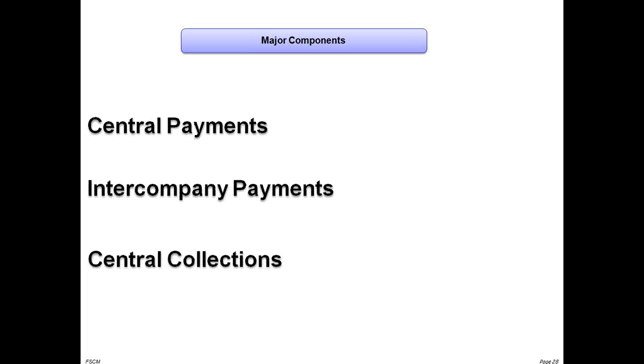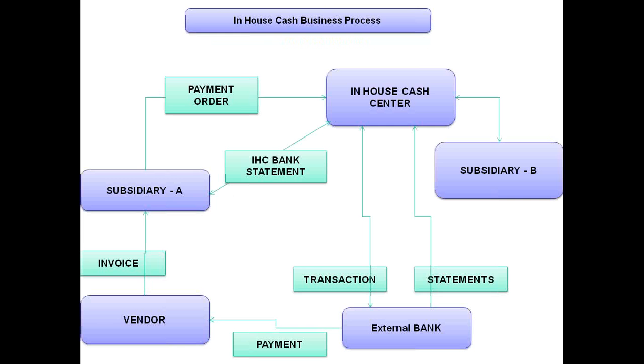I try to segregate the major components of this in-house cash into three parts. First is central payments, intercompany payments, and central collections. What is central payments? Even if the payment is related to any of the subsidiaries, the central payment will be done from the in-house cash center only. Based on the payment order that is generated, the payment is done. That is called central payments.